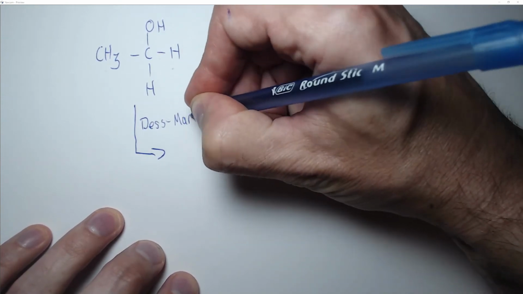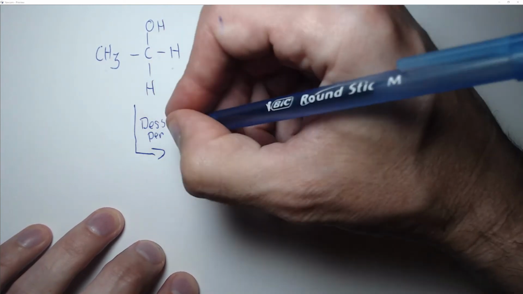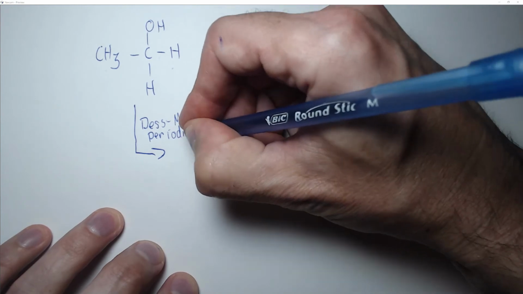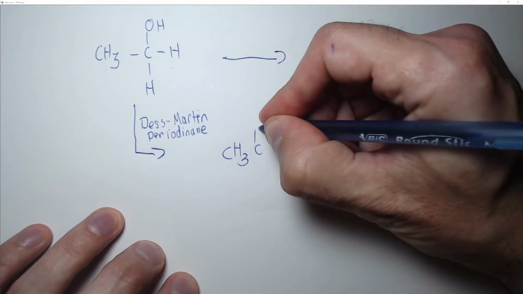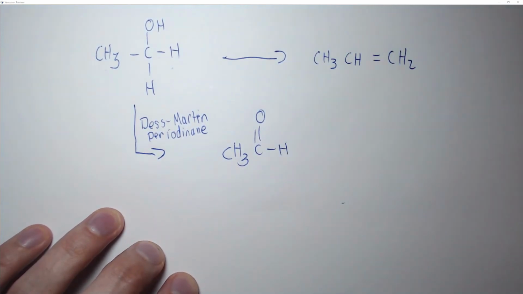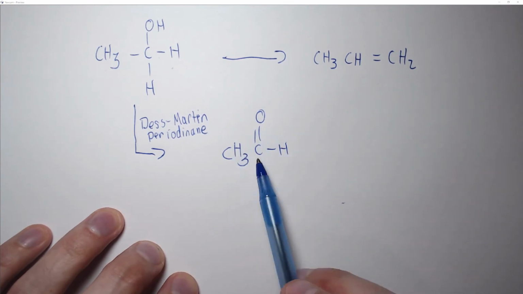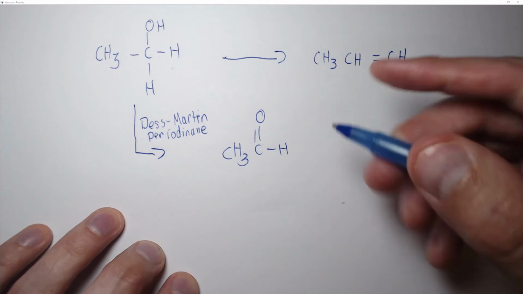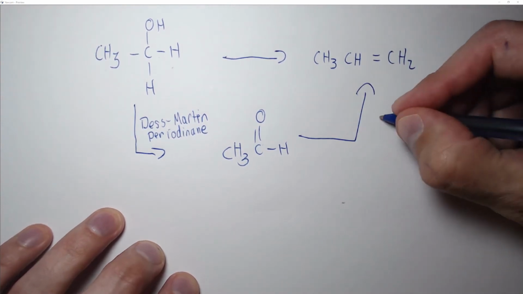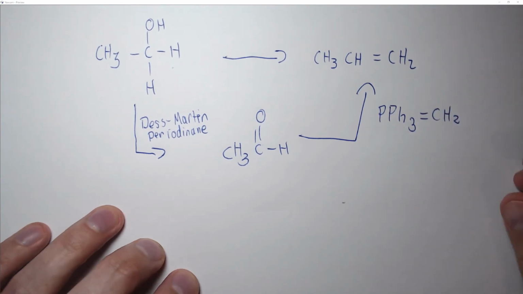So we're going to use Dess-Martin periodinane. All right, and that will stop at a single oxidation and yield the aldehyde. Now, if we want to replace this with a C double bond CH2, because now we have CH3, CH, now we need to replace this with this, we can use Wittig. Okay, so we're going to use PH3, double bond CH2.